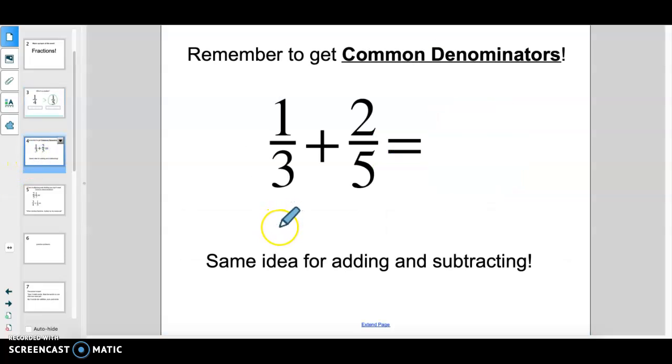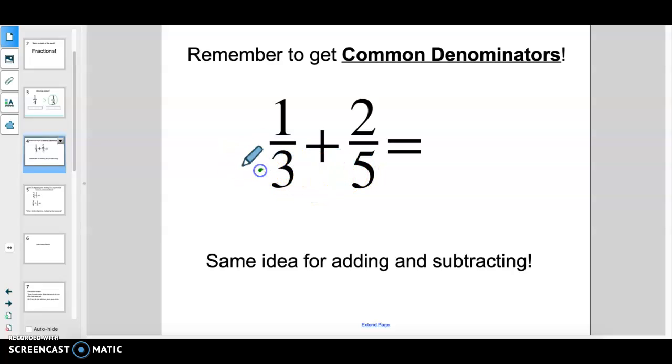Other important thing to know for fractions is how to add and subtract. So remember, you have to get a common denominator. So usually we look for the lowest common denominator. So what's the lowest number that both 3 and 5 go into? So frequently what you can do is just multiply the two together.